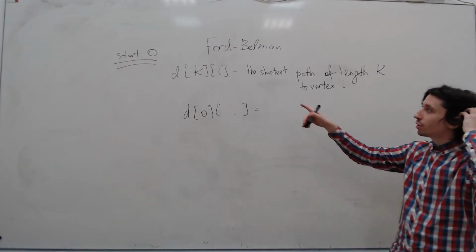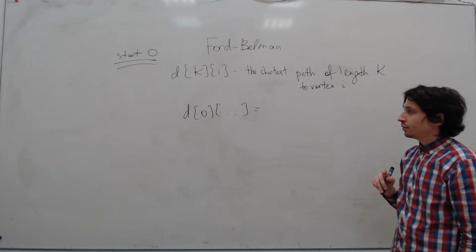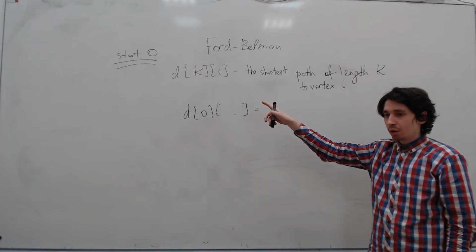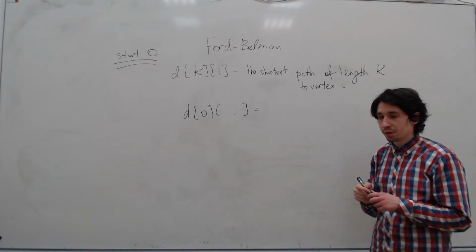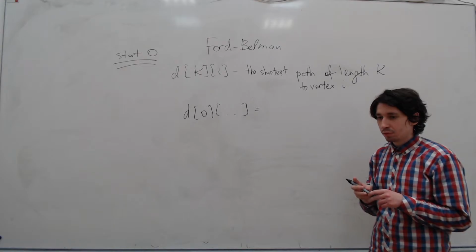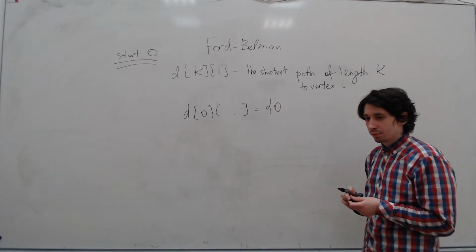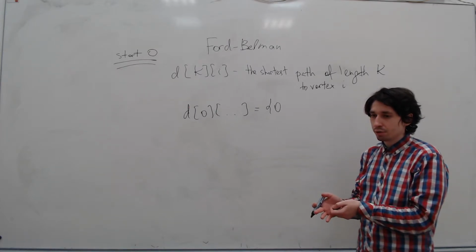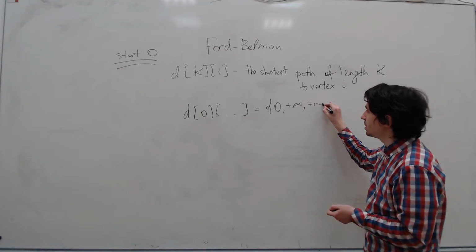So this is the shortest path of length k to vertex i. So what is the shortest path to vertex 0 with length 0? Okay, so it is 0. You start at vertex 0 and the length of the path to vertex 0 is 0. And everything else is plus infinity because there are no such paths.